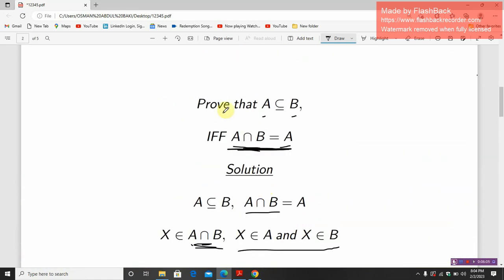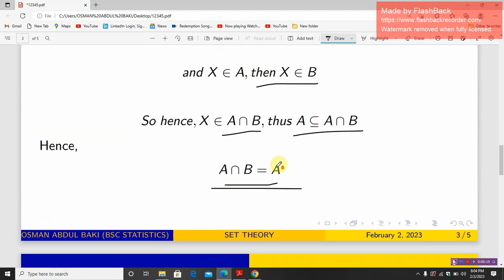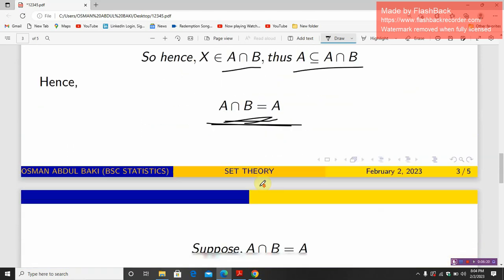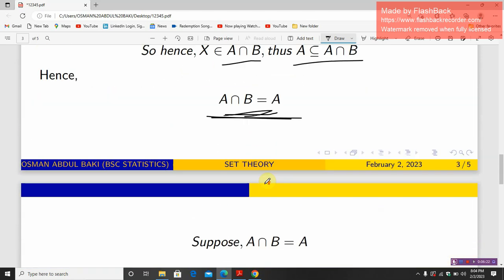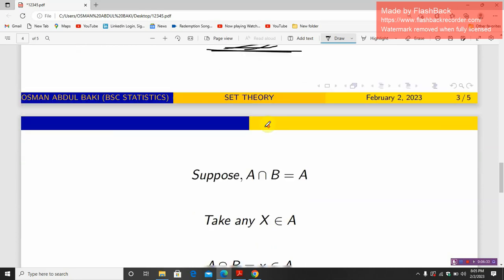The question said, prove that A is a subset or equal to B. So this is the assumption given, where A intersection B is equal to A. So this is our assumption that we have come to. Now let's move on. Suppose A intersection B is equal to A. So this is the assumption that we have derived on. A intersection B is equal to A.